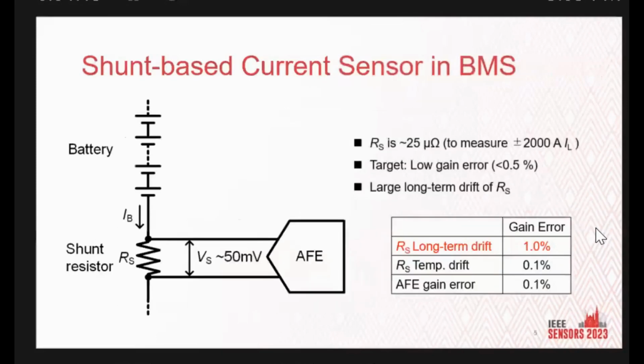The shunt-based current sensor is often used as the high accuracy current sensor in BMS. The battery current is converted to the voltage across the shunt resistor. The resistance is very small, about 25 microohm to measure 2000 ampere battery current. Our target gain error is less than 0.5%. Here is the breakdown of the gain error. The shunt resistor long-term drift is the main cause. So we need to calibrate and measure the shunt resistor long-term drift.